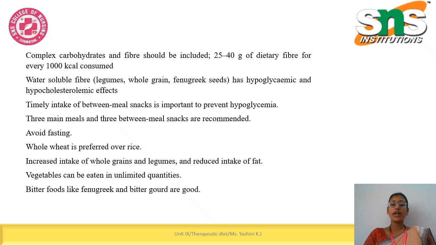And prefer whole grains over rice, and they can eat vegetables unlimitedly, and also they can include bitter fruits and bitter gourd for the hypoglycemic effects. They can also include them in their regular routine of the diet.